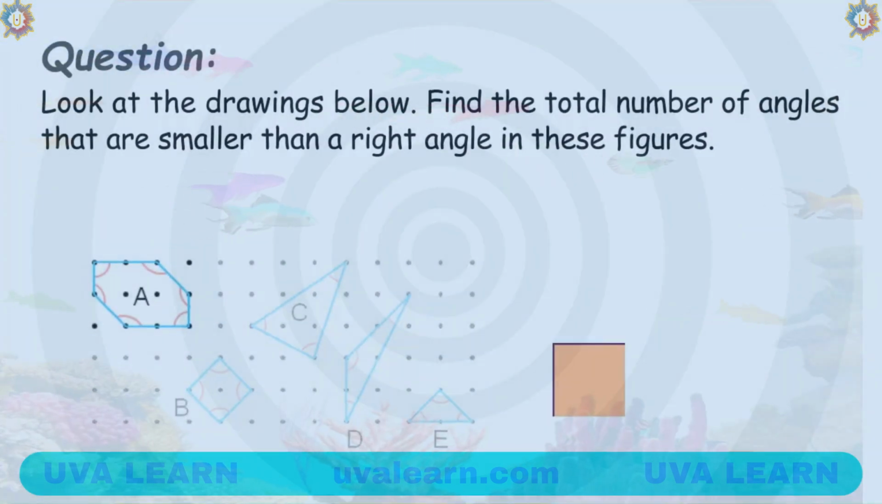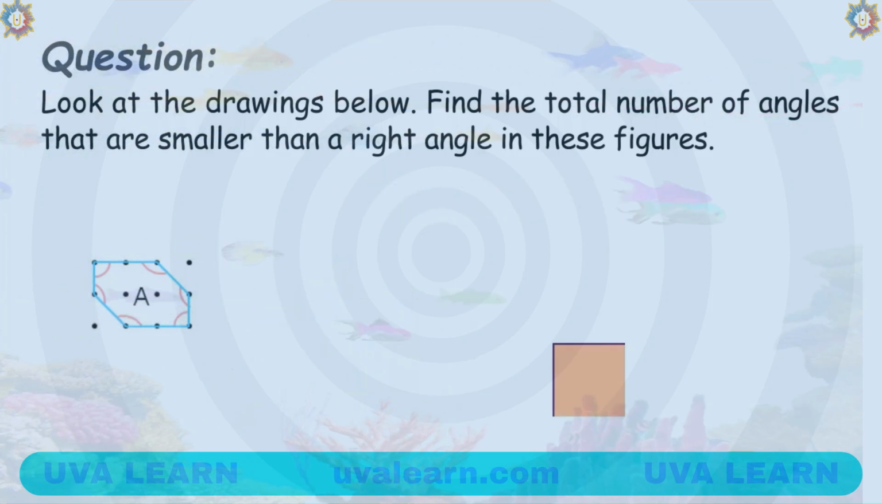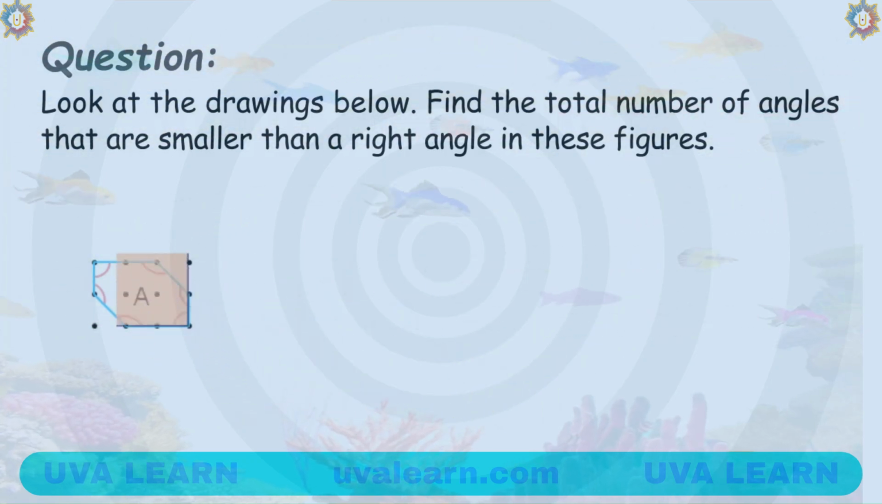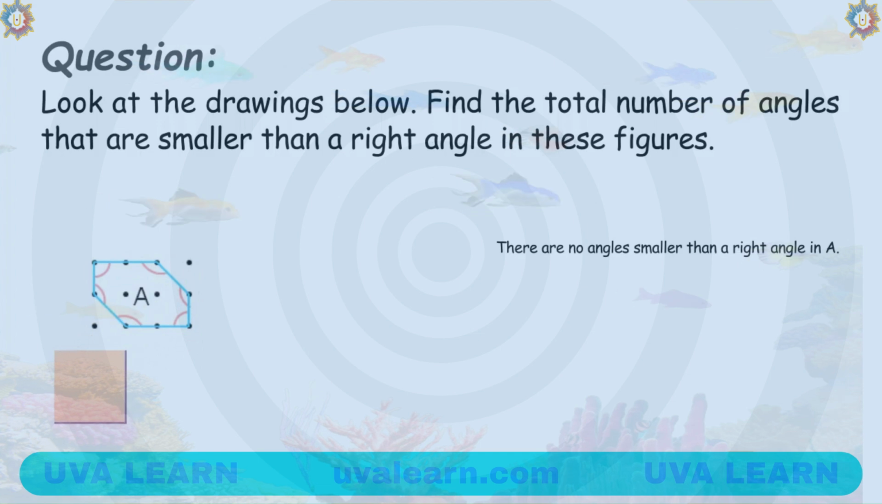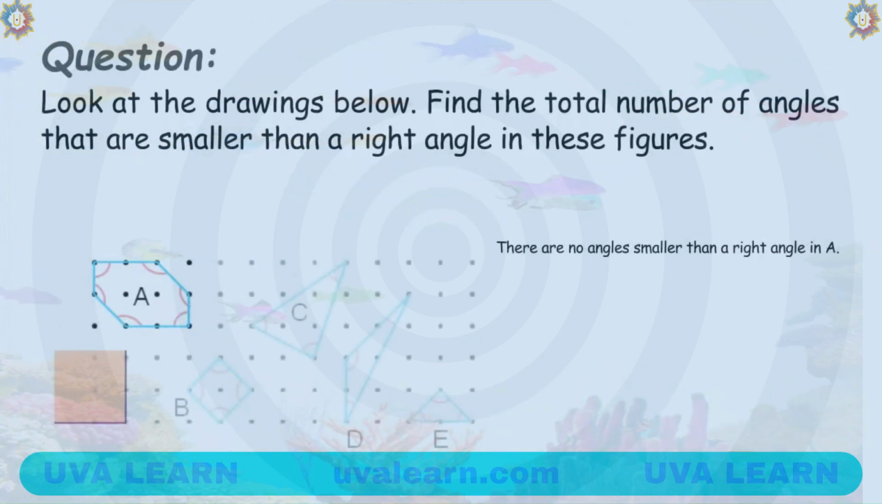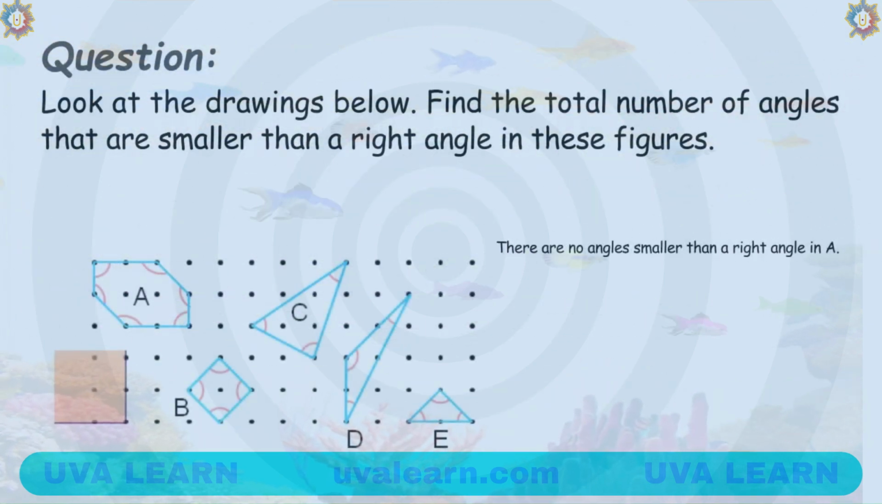Let's hold the right angle we created against drawing A. How many angles are smaller than a right angle? 0. There are 0 angles in figure A which are smaller than a right angle. What do you think of all the angles then? They are all either equal to, or larger than a right angle. Now, can we do the same on the other drawings?